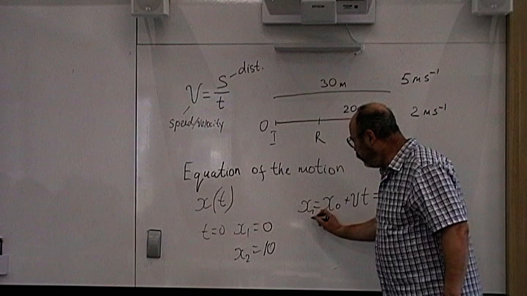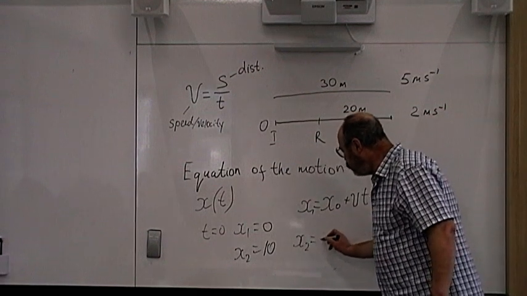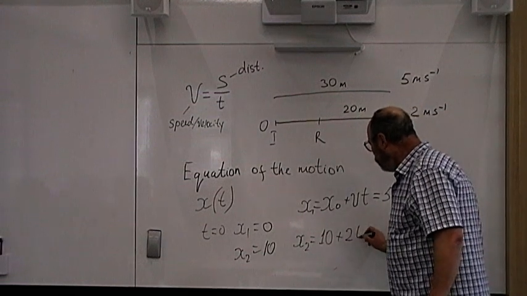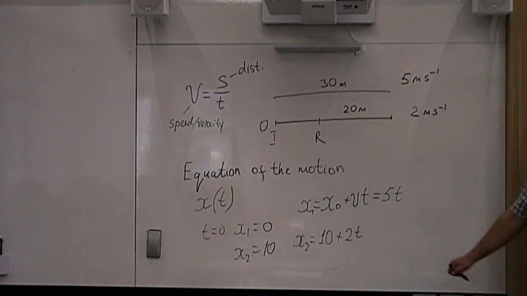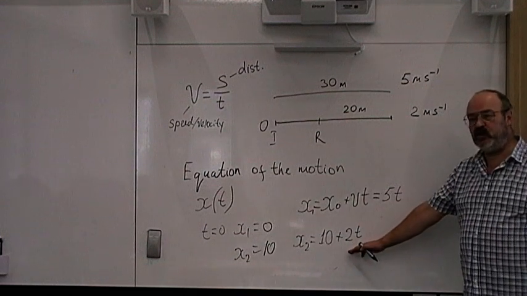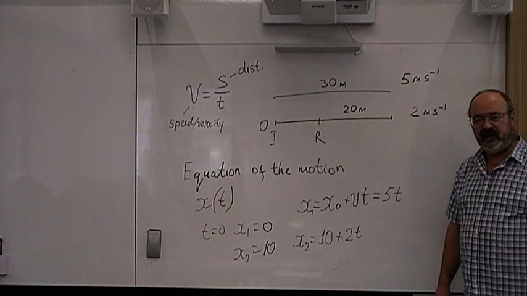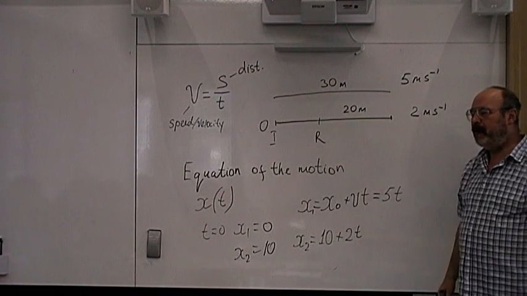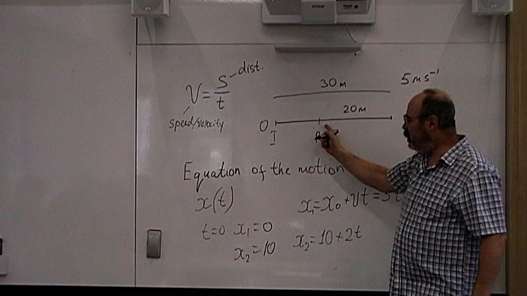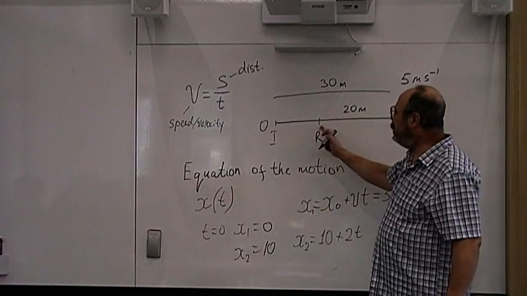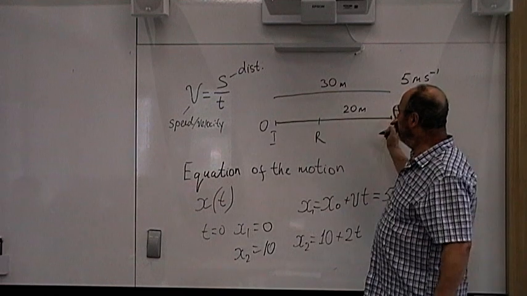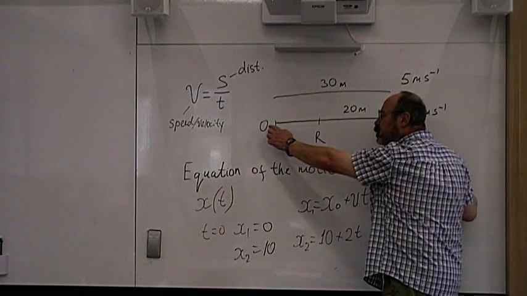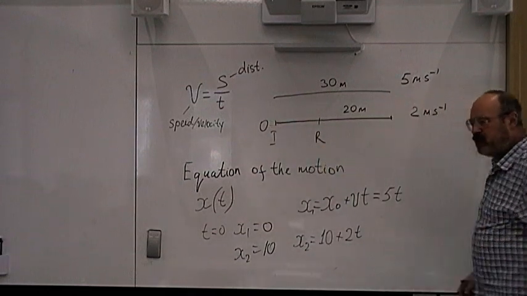What will be the position of the second student? Initially 10 plus 2t. So that will be how the position of the second student changes over time. And the position of the classroom door is 30. How come x2 is 10 again? Because at time equals 0, if this is 30 and this is 20, this student is 10 meters ahead. So the initial position at time equals 0 is 10 meters.